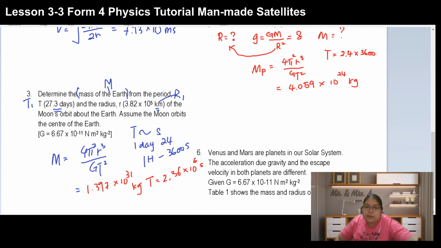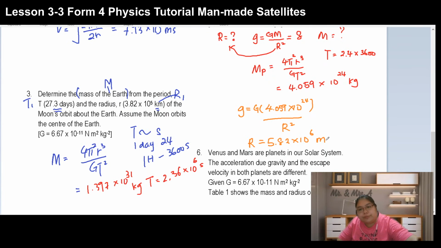After I find the mass, I need to find the radius of this planet. So I apply g equals capital G M over R squared. Now you put in the mass, 4.059 times 10 power of 24, R squared, and this one is 8. Finally you need to find R, that means you need to take the square root. So from here I get the answer: 5.82 times 10 power of 6 meters. Better you go and check whether the answer is correct or not.